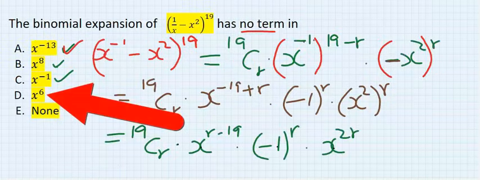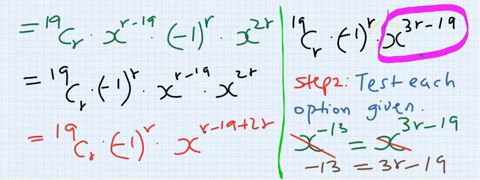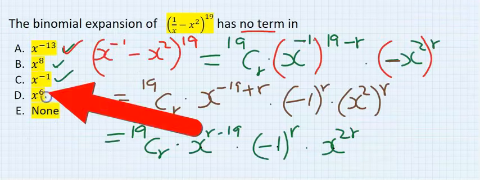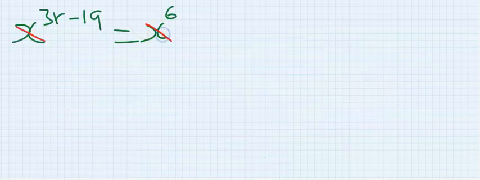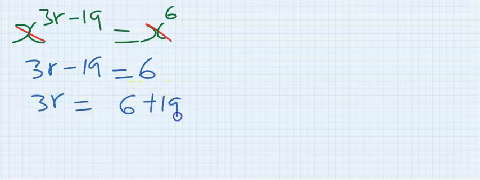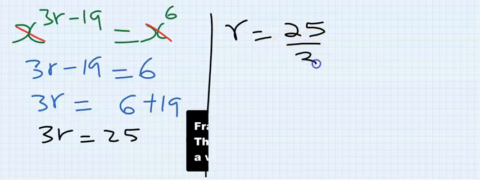Next to test is option D, x to the power of 6. We are going to have x to the power of 3r minus 19, and we are going to equate it to x to the power of 6. We take away x. 3r minus 19 is equal to 6. 3r is equal to 6 plus 19. 3r is 25. r is 25 over 3.